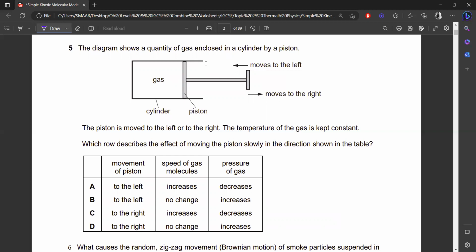If we are moving the piston to the left, right? So let's suppose we start from the left position, so what will be the change? Speed of the gas molecules. No change in speed? Okay. And what about the pressure? It will increase? Yes. So pressure will increase when we are moving towards the left hand side, and pressure will decrease when we are moving to the right hand side. So it means option B, right? Yes.